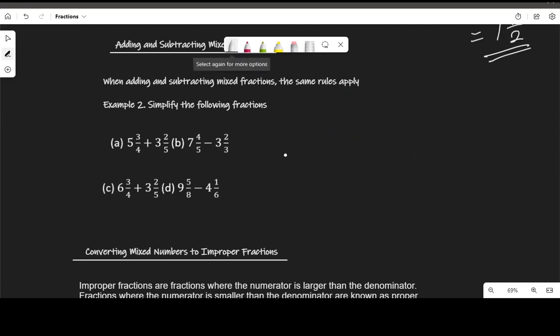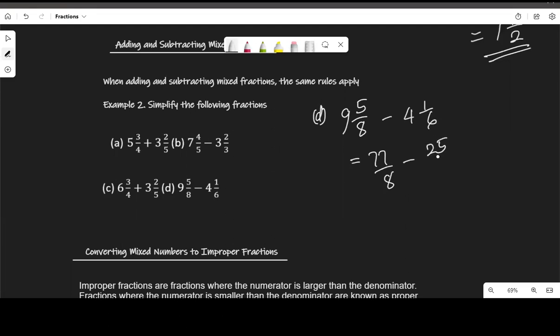Okay, for question D, we have 9 whole number, 5 over 8, minus 4 whole number, 1 over 6. Now, converting these numbers to improper fractions, we have 9 times 8, which is 72, plus 5, 77 over 8, minus 4 times 6 is 24 plus 1, 25 over 6.